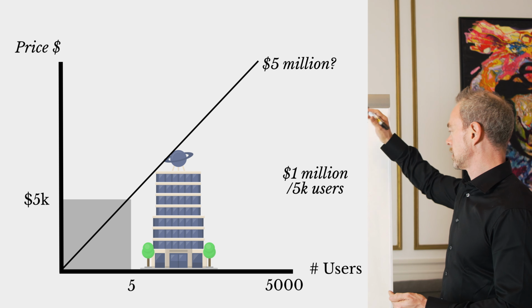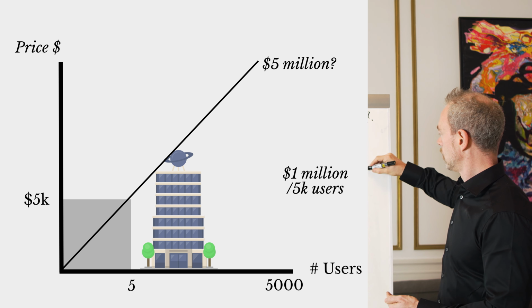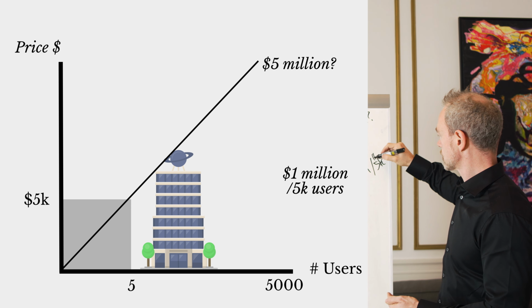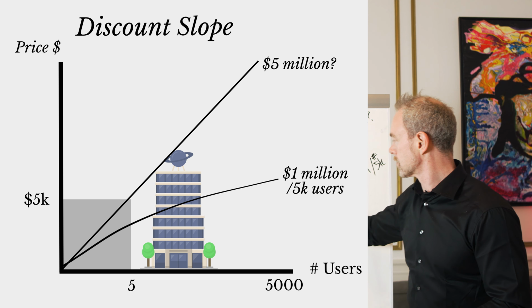Let's say this is going to be a log scale. But let's say we're ending up somewhere here. So 1 million for 5K users. And then essentially you need to create a discount slope.